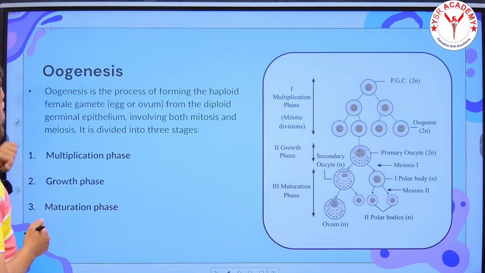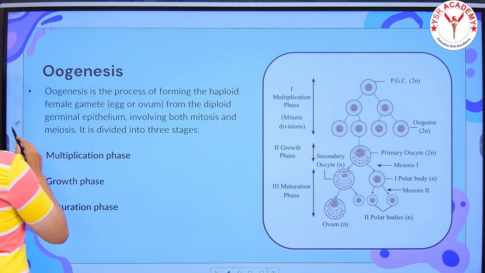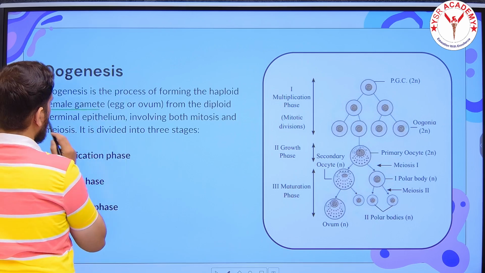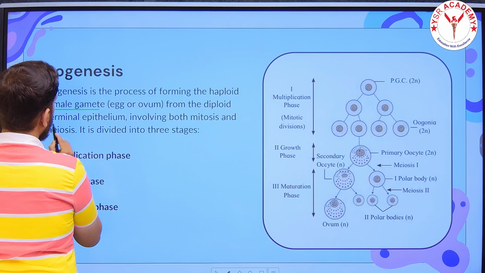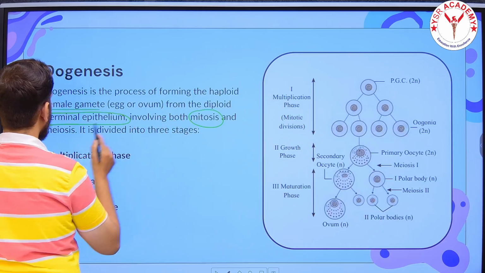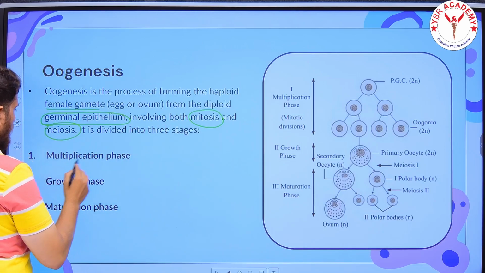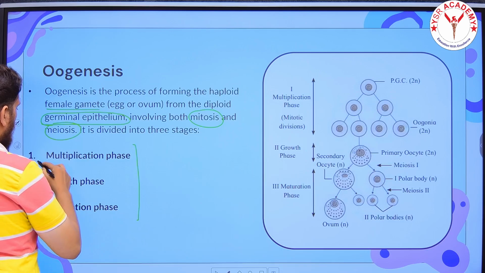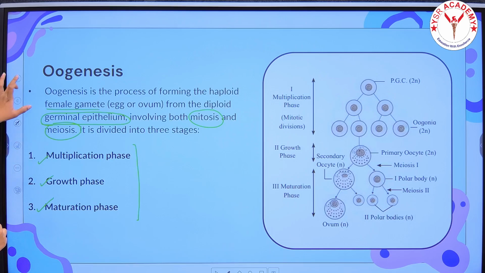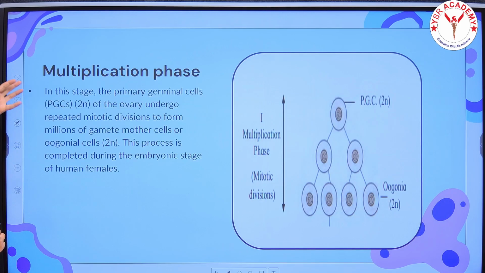Now we talk about oogenesis, guys. Oogenesis is a process of formation of ovum, or haploid female gamete, from diploid germinal epithelium, again same, involving both mitosis and meiosis. 3 stages में इसको divide किया हमने: multiplication phase, growth phase and maturation phase. 3 फेजेस में रहेगा. ओके 3 फेजेस में. मल्टीप्लिकेशन फेज में अगेन सेम लॉजिक है. देखो कोई चेंजेस नहीं है.